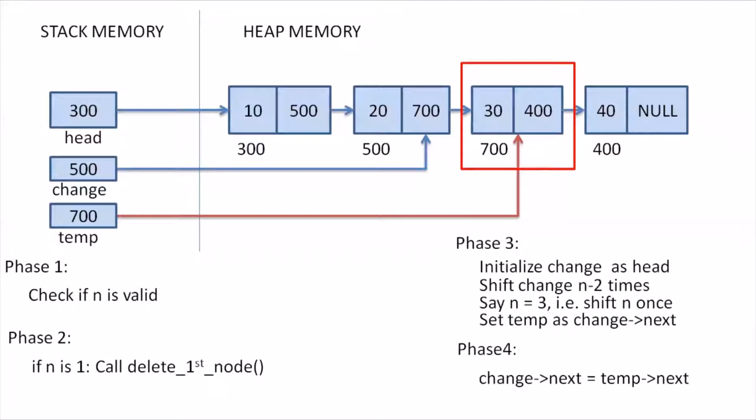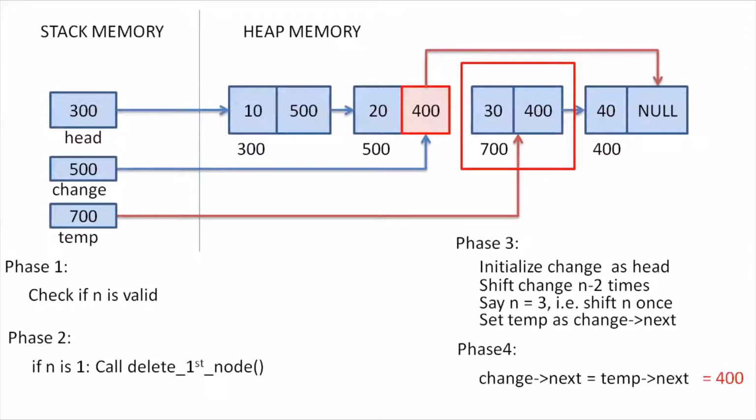That means, in this case, we want to establish the link between the node at address 500 and the node at address 400. So in order to do so, we execute the statement change next equals temp next. This means whatever is there in temp next will now get stored in change next. In temp next, we have the address 400. So this 400 now gets stored in the change next part.